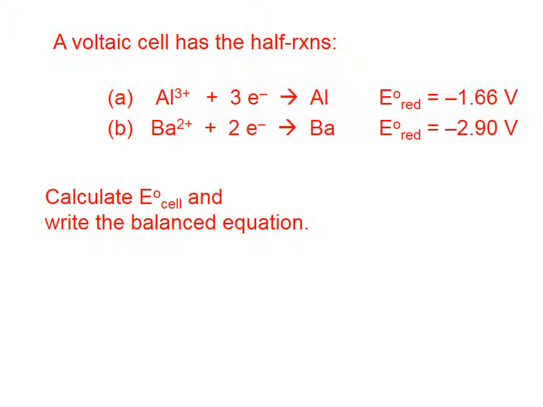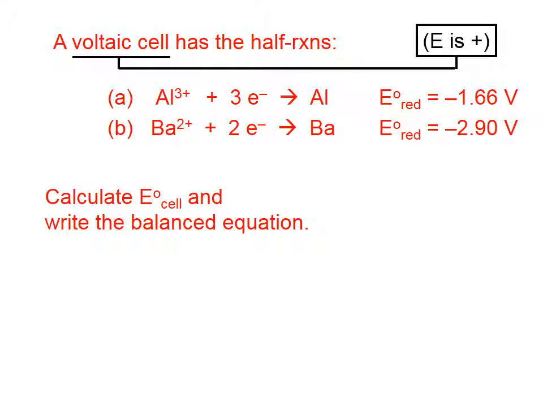What about this one? A voltaic cell has the following half reactions. We have the reduction potentials, and we're asked to calculate the standard cell potential and write the balanced equation. Well, we have a hint here. Voltaic cell, which is a synonym for a galvanic cell. And we just learned that galvanic cells always have positive cell potentials. Therefore, when we add up some combination of these numbers, we have to come out with a positive value.